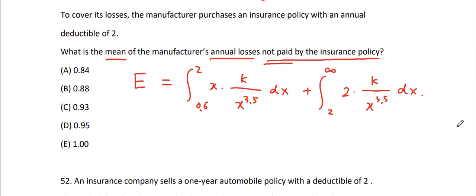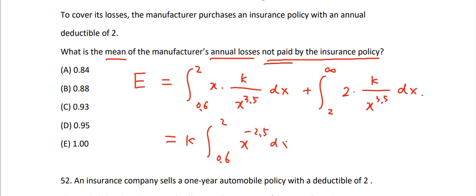So for this integration, it is easy, right? This one, for example, is a power function. Suppose k is a constant, we already know. So this is 2.6, so here x to the negative 2.5 dx. For example, for this one, we can integrate it as negative 2.5 plus 1 is negative 1.5. For this one it is just k.